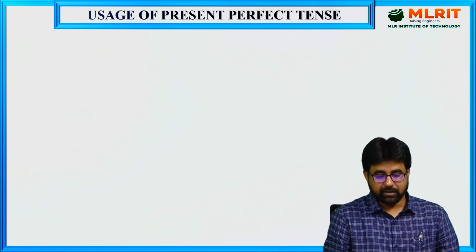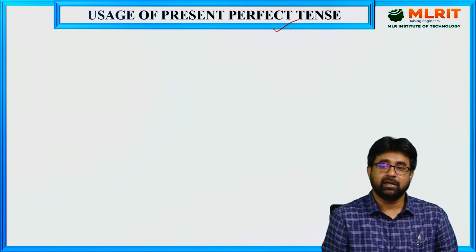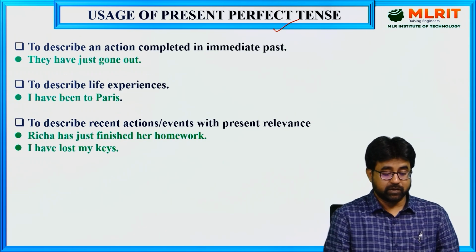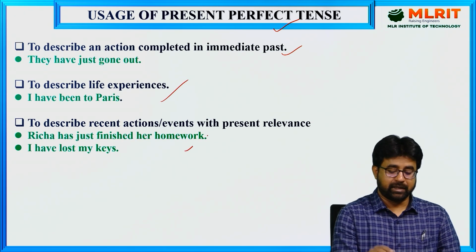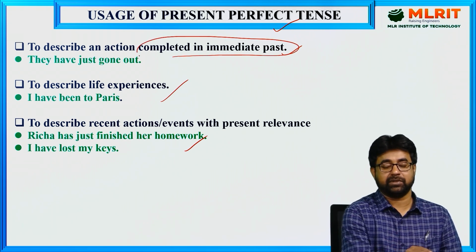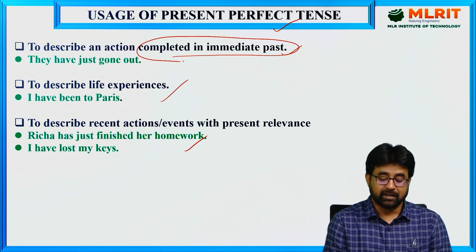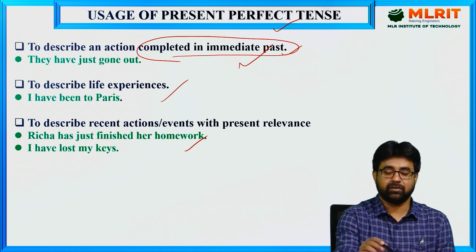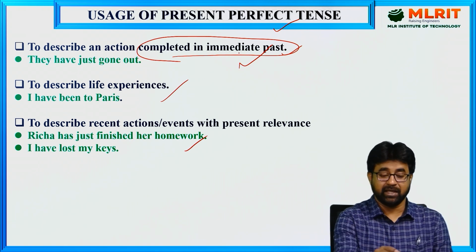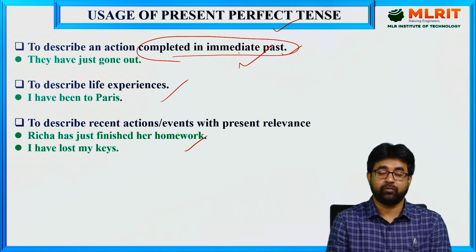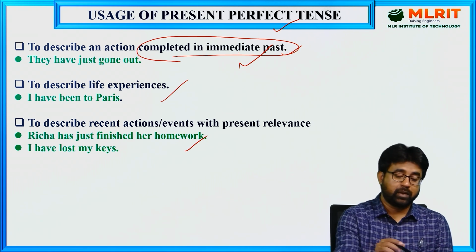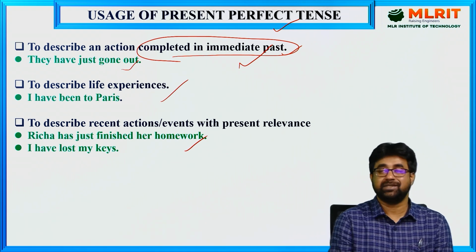Fine. Now let's see the usage of present perfect tense. What are the instances where we are supposed to use present perfect tense? So these are the three most common usages of present perfect tense. To describe an action completed in the immediate past. So if we are talking about an action that is completed just now, in the immediate past, it's not like the incident got over long back. In that case, we are supposed to use simple past tense. But if we are talking about an event that just got over, what do we have to use? We have to use present perfect tense.